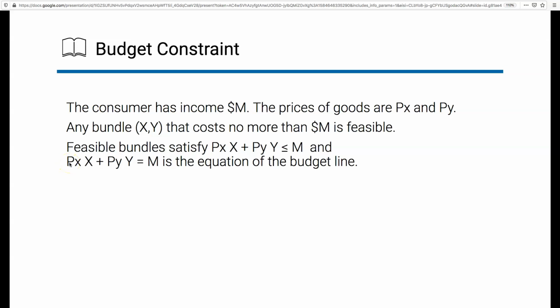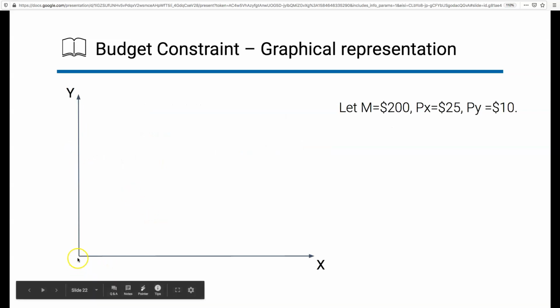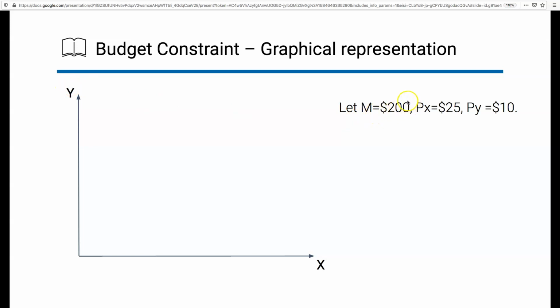And so let's look at the graphical representation of the budget constraint. Again, we're back in the world of two goods, and so x is the horizontal axis, amount of good y goes on the vertical axis. And so let's work out a simple example. Suppose that you have $200 to spend, price of x is $25 and price of y is $10. First off, let's write down the budget constraint.